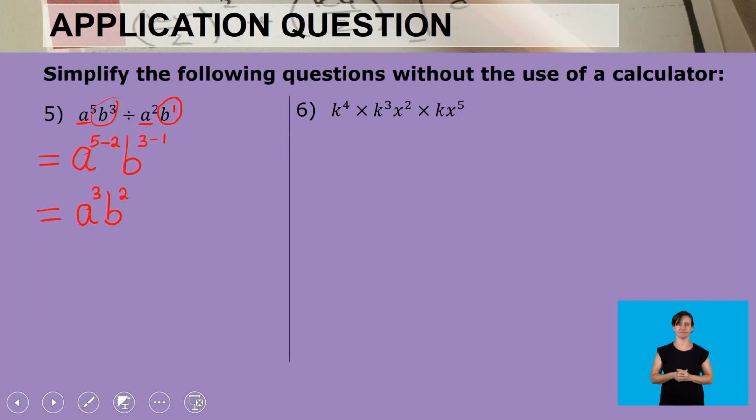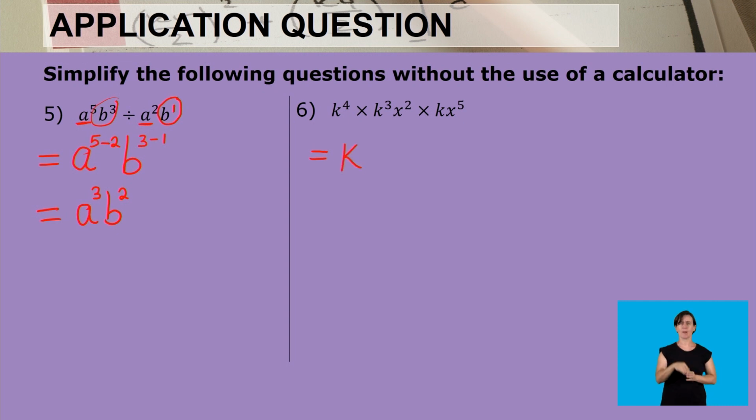Let's look at this next question here. So we have k exponent 4 multiplied by k exponent 3 multiplied by x squared, and this is multiplied by k x exponent 5. So what do we need to do? We need to ensure that the exponents that we are going to add have the same base. And why are we adding? Because we are multiplying.